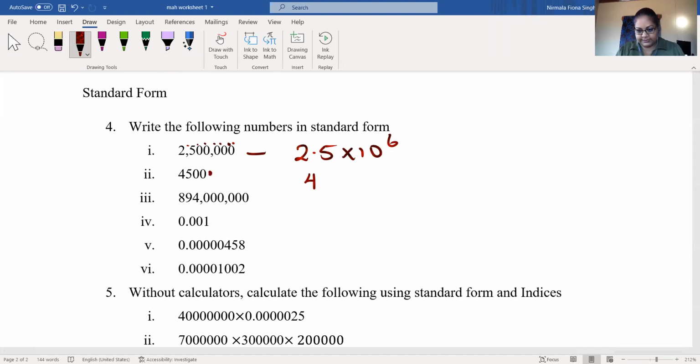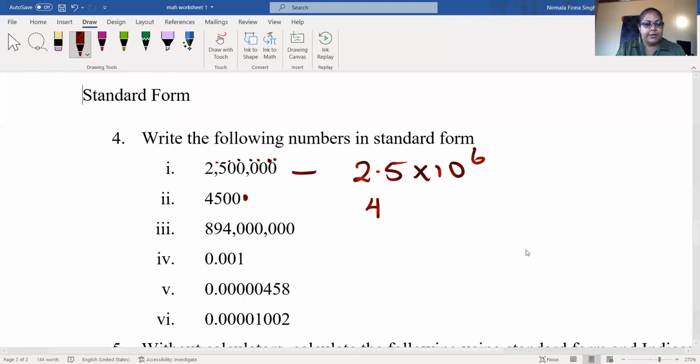Let's zoom in a little bit closer. All right, this is where your initial decimal point will be. So you're going 1, 2, 3, because you have to get a number that is more than 1, less than 10. 4.5 by 10 to the, we move our decimal point 3 places, 3.